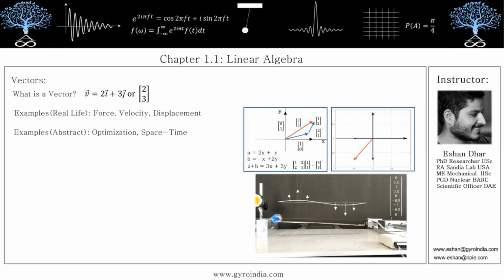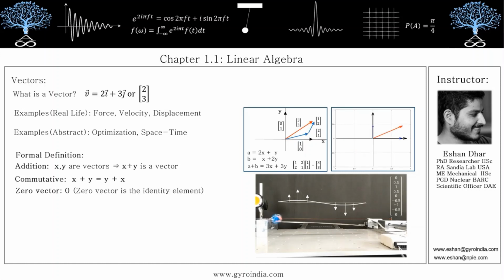Now let's see some properties of vectors. When two vectors are added, we get another vector. So vectors in addition follow the property of closure. Vector addition is commutative. There is a zero vector, which is the identity element, and we shall see why it's called the identity element. When we add a zero vector to a vector, we get the vector back.